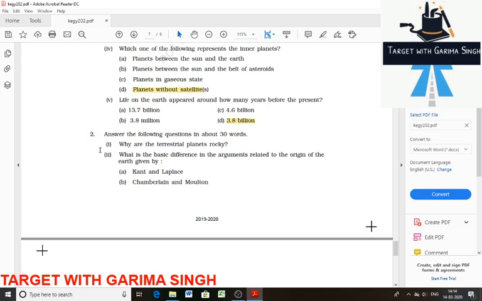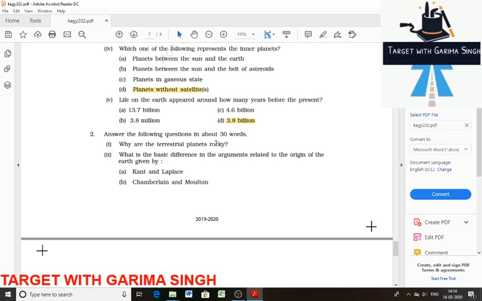Then the second question is, you have to basically answer in 30 words. First is, why are the terrestrial planets rocky?